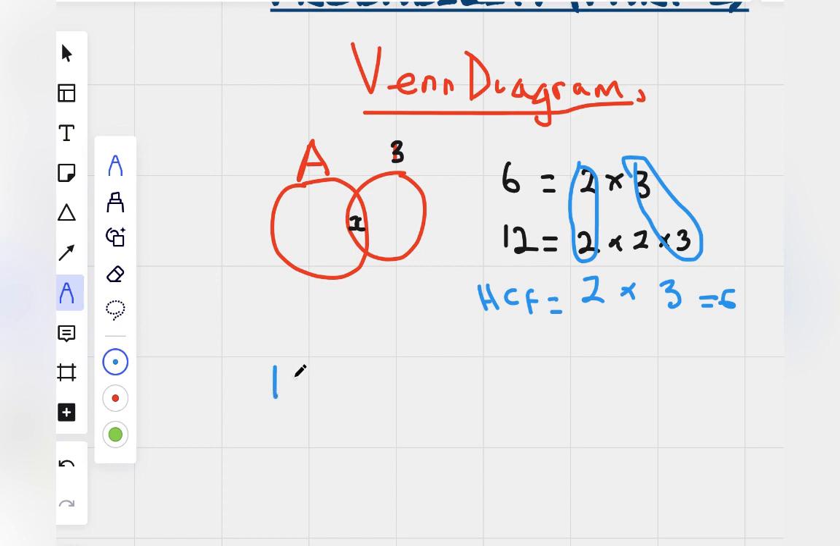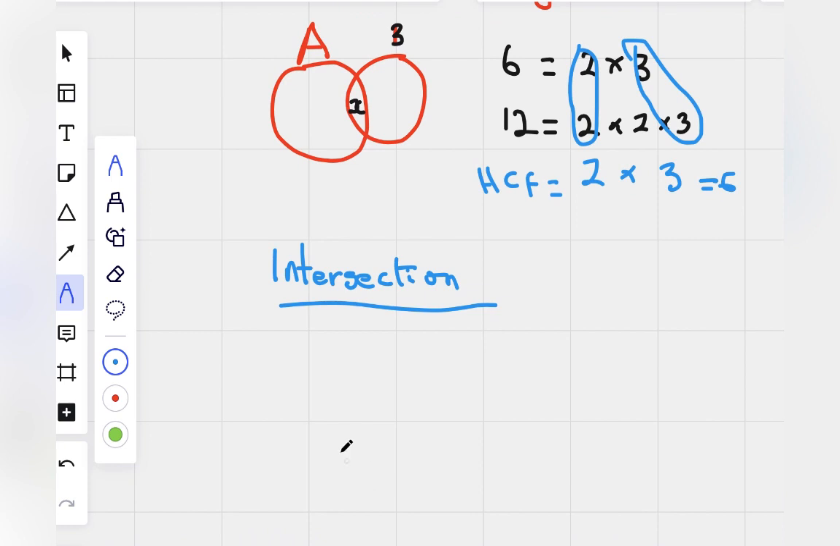So you hear about union and intersection in set theory. That overlap that I've just talked about is called intersection, the intersection of two sets. For short, we just call it interset. The interset is given with a symbol, and that symbol looks like letter N.